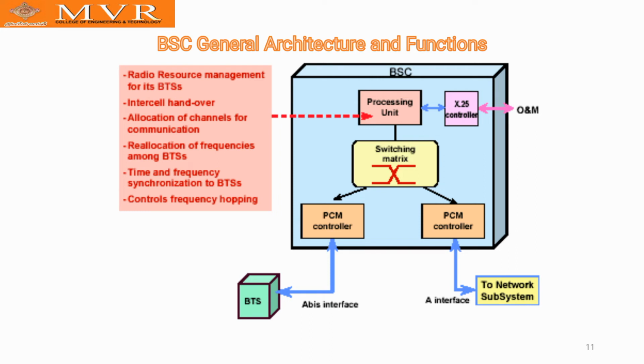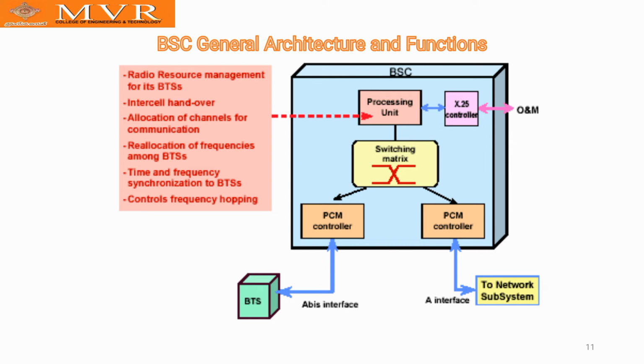And the BSC general architecture and functions are like here. The BSC has the processing unit, switching matrix, and PCM controllers. In this processing unit, it handles radio resource management for the BTS, intercell handover, allocation of channels for communication, reallocation of frequencies among BTS, time and frequency synchronization to BTS, and control of frequency hopping. So these are all processed in the BSC.